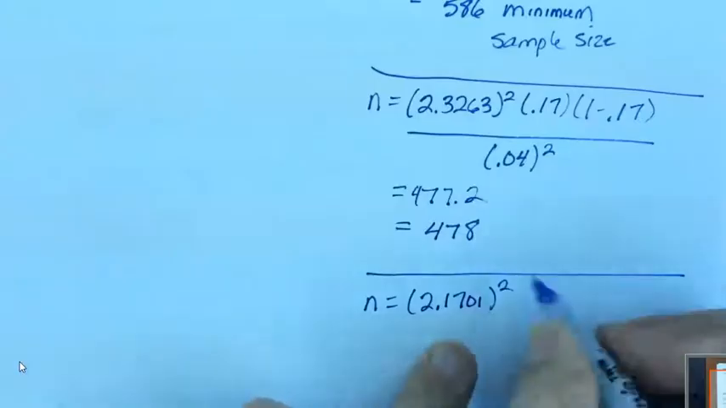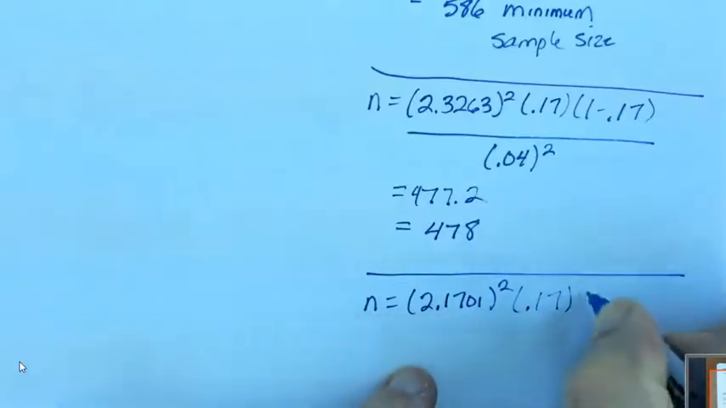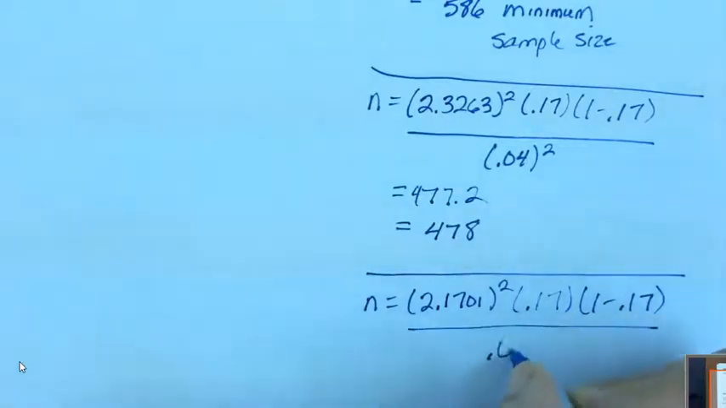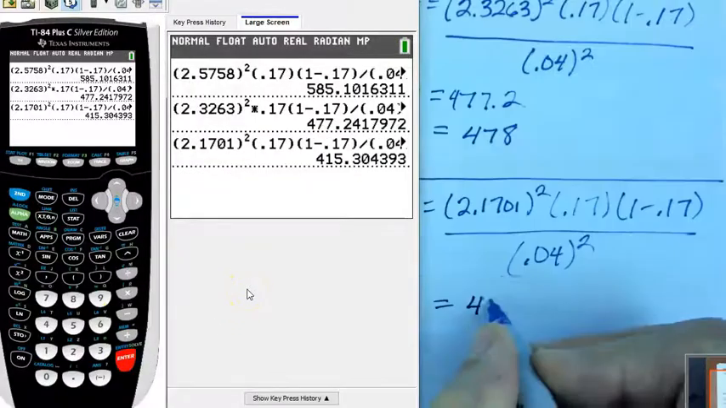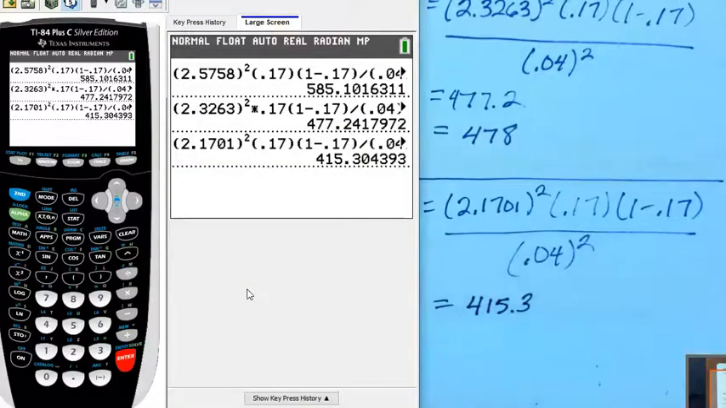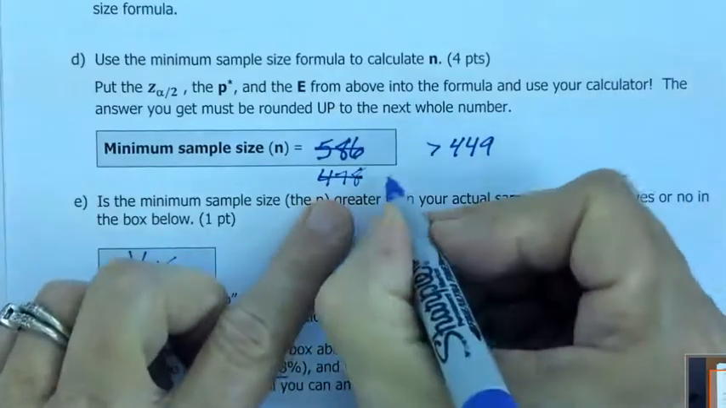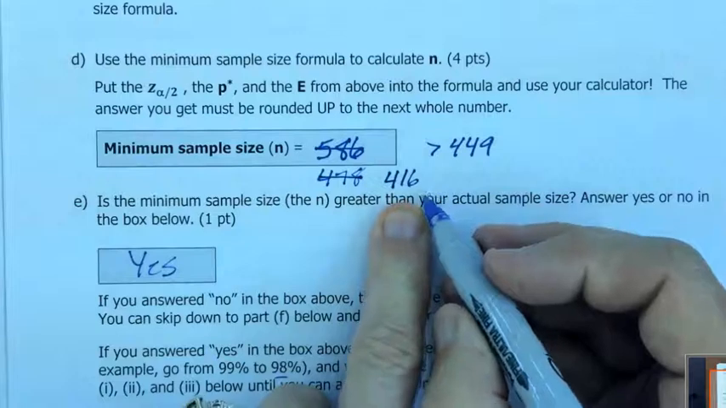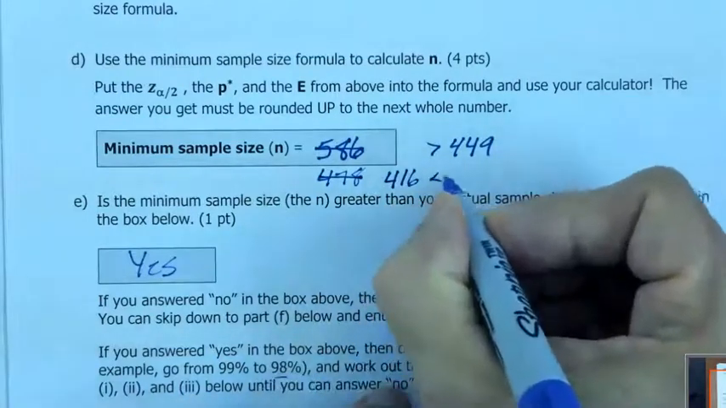This is the only thing that's changing, so I still have the 0.17 and the 1 minus 1.17 and the 0.04 squared on the bottom. This time I got 415.3. I would have to round that up to the next highest whole number, which would be 416. Now I'm down to 416 here. 416 is less than 449.